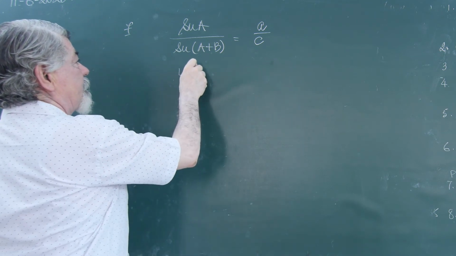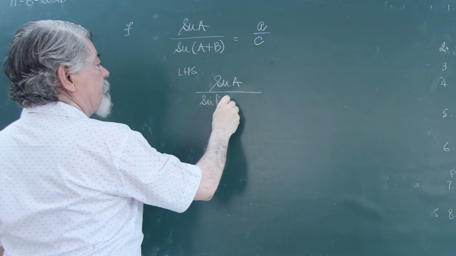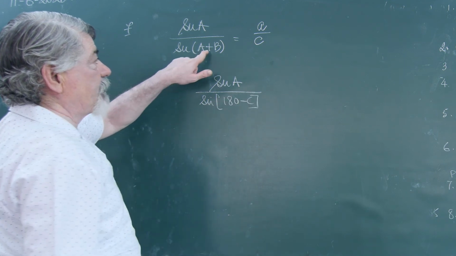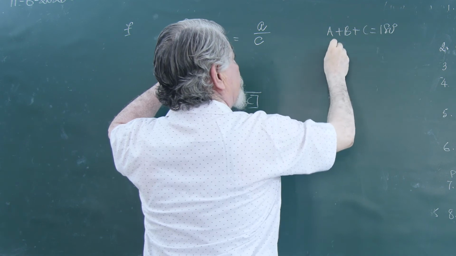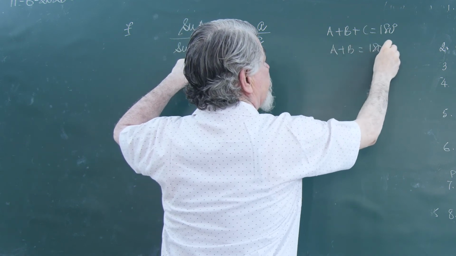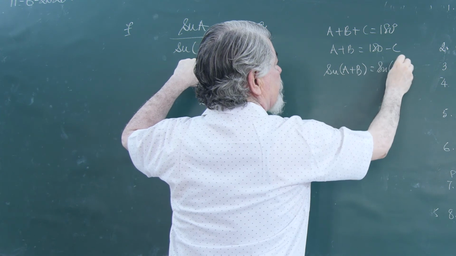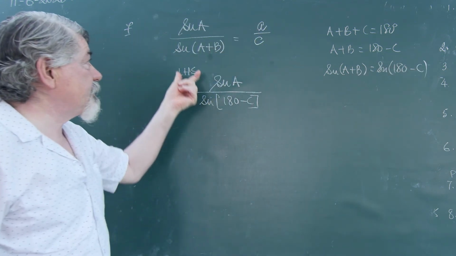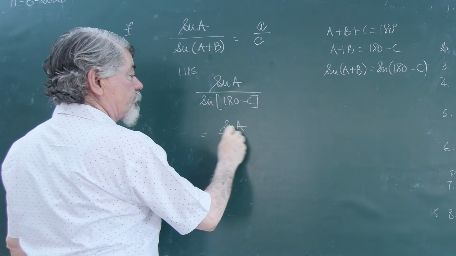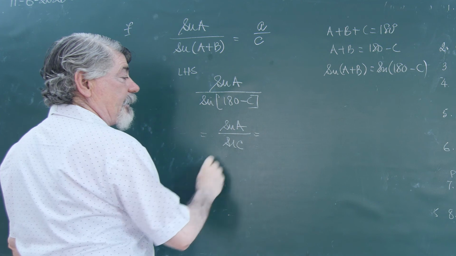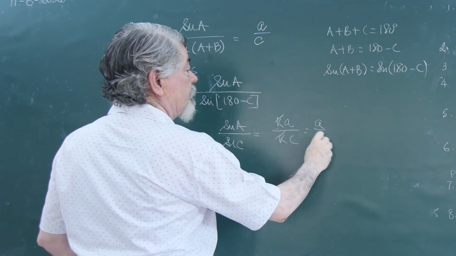Let's see the left hand side, sin A. I can convert the denominator into sin C by writing 180 minus C. A plus B plus C is 180, so A plus B shall be equal to 180 minus C. So sin A plus B can be written as sin 180 minus C. I have replaced sin A plus B with sin 180 minus C, and sin 180 minus theta is sin theta, so it will become sin C. Sin A is Ka, sin C is Kc. K will cancel, and you will get a upon c, which you wanted to get.